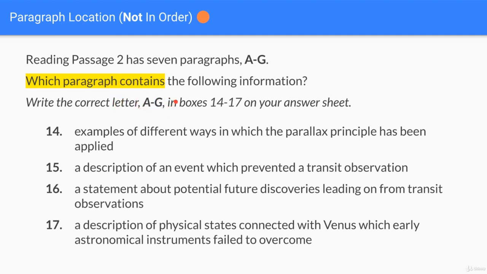In this case, we are talking about 7 paragraphs between A through G. So paragraph A, paragraph B, paragraph C, paragraph D, E, F, and G. But even though we have 7 paragraphs, we only have 4 questions. So this means that some of the paragraphs are not going to be used. Out of those 7 paragraphs, we're only going to be using 4 of them. Only 4 of them are going to match up with these 4 questions here.